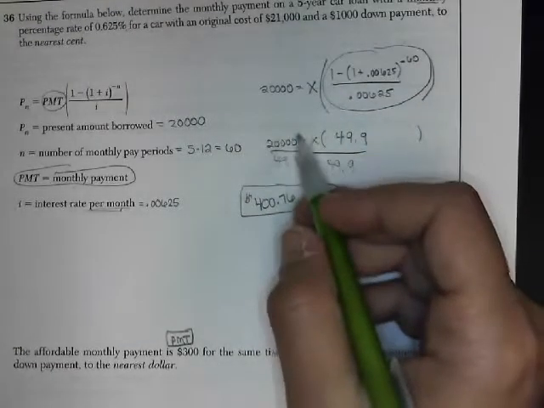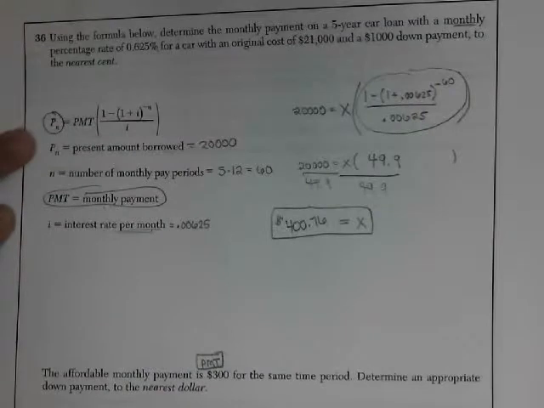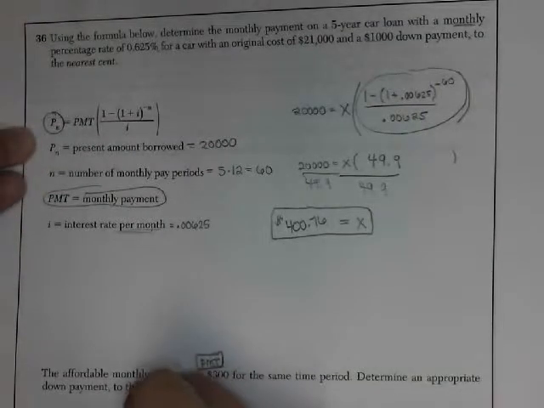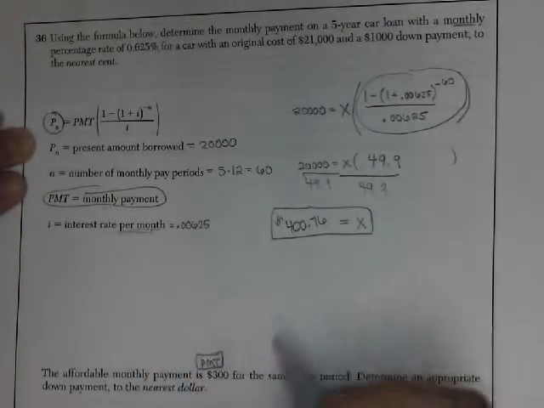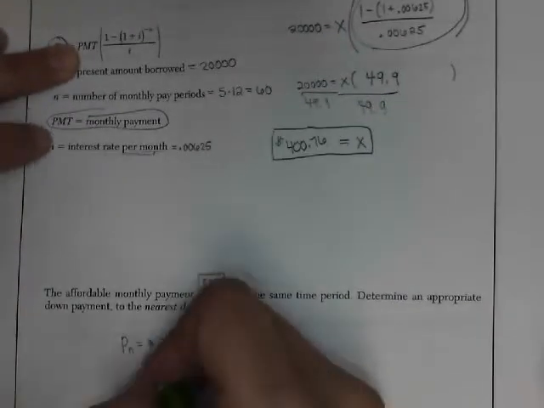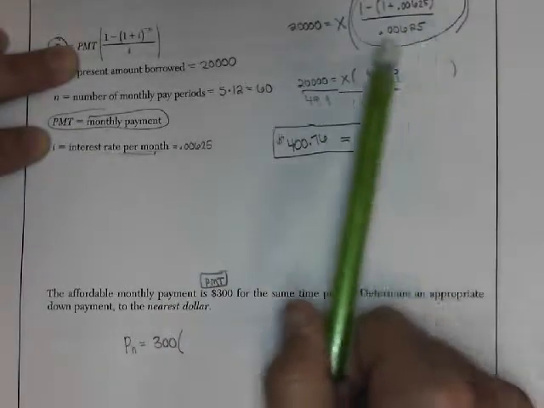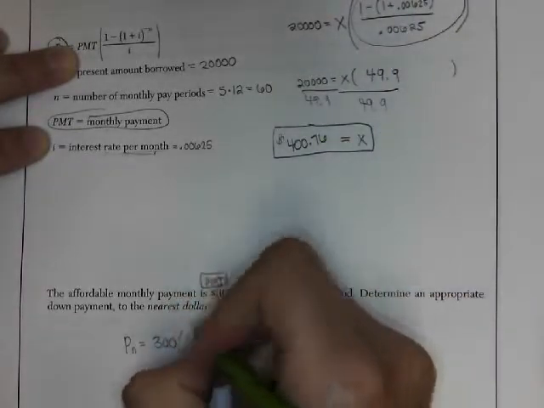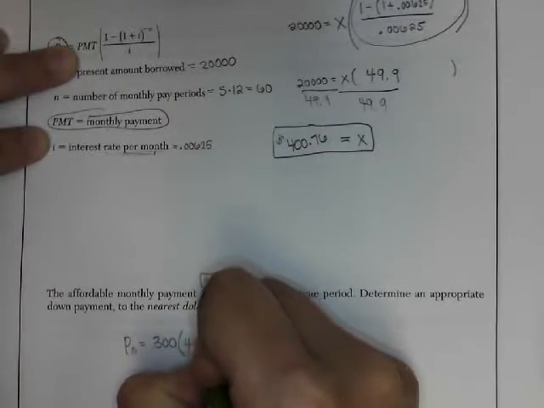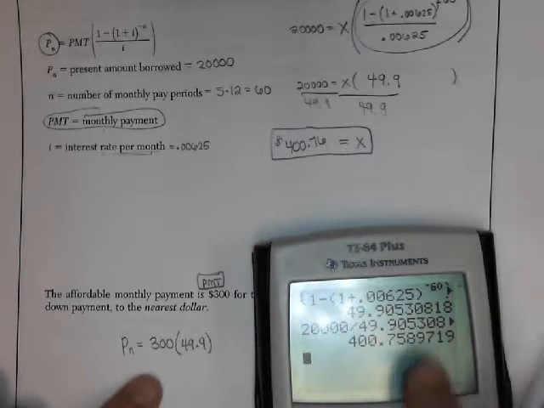So I'm going to go back to my original, and now I'm not looking for the monthly payment anymore. I'm going to try to figure out the amount borrowed. So the amount borrowed equals, I only want a payment of $300. And this whole thing is going to be exactly the same. So I'm going to just use the 49.9. Remember, I still have on my calculator that 49.9 full number.